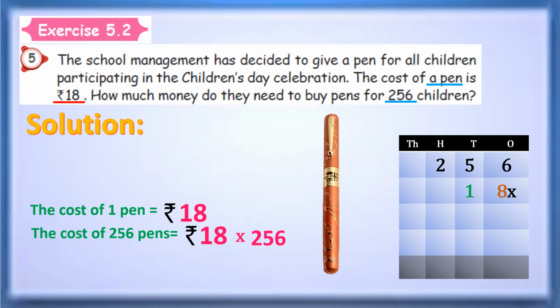So as usual, just mention in a tabular column and then do as it is. 8 sixes are 48. So 8 here and 4 above. 8 fives are 40 plus 4 is 44. 4 here and 4 above. 8 twos are 16. 16 plus 4 is 20. Right? 0 and 2 above, and bring down that 2 because there are no values in the thousands place. So I bring down the 2.